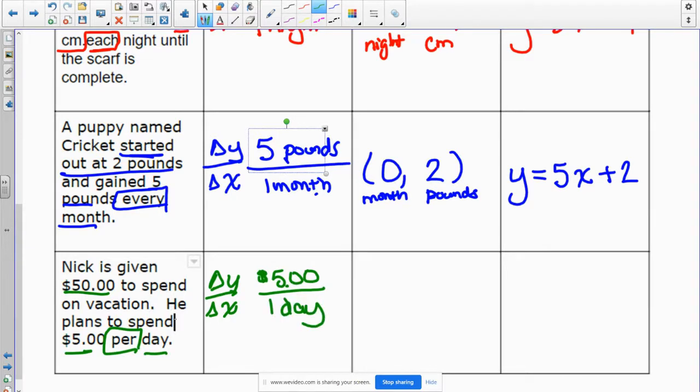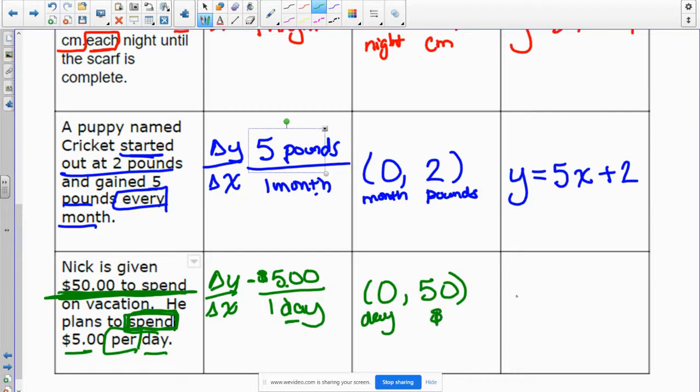Now, this one's a little bit interesting because it says spend. So since you're spending money, you're going to lose $5. So we have to make that a negative $5. Look for the y-intercept. So at the 0 day, it says Nick is given $50 to spend. So at the beginning, before he goes on vacation, he has $50. So that would be your y-intercept. So our equation would be y equals negative, because he's spending money, 5 over 1 could reduce to 5x plus the y-intercept is 50 because he had $50 to spend.